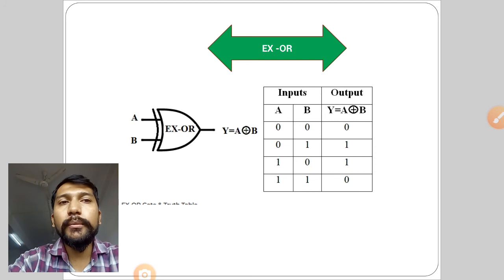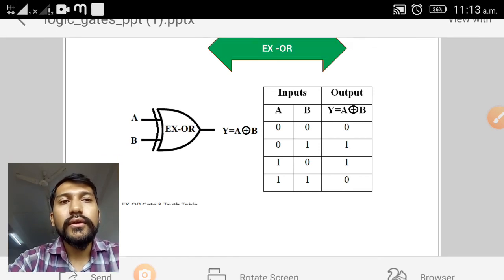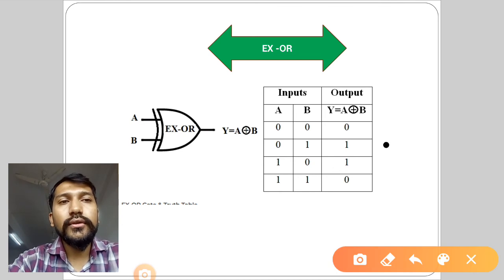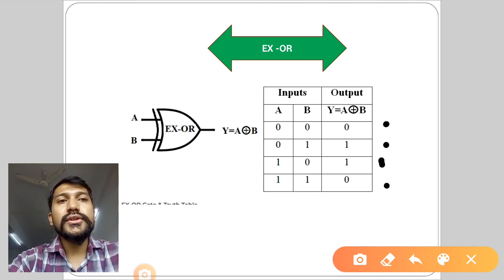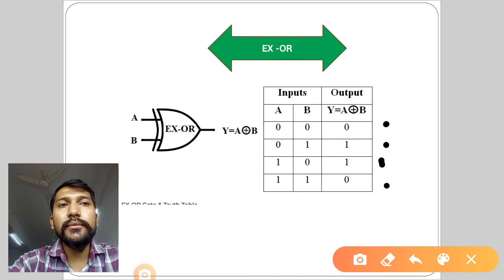So when will my output be high? When both the inputs are different. Is it like this? Yes, it is like that, because in the second and third conditions my outputs are high. In the second and third conditions I have different inputs, so my output will be high. So that is my XOR gate.